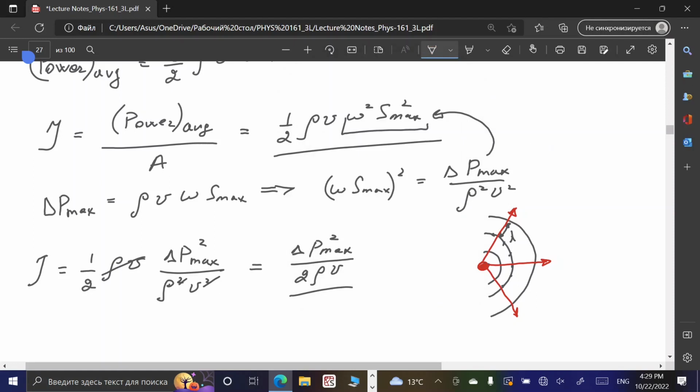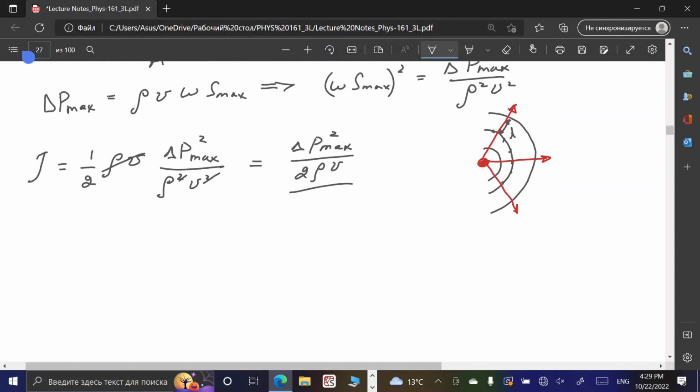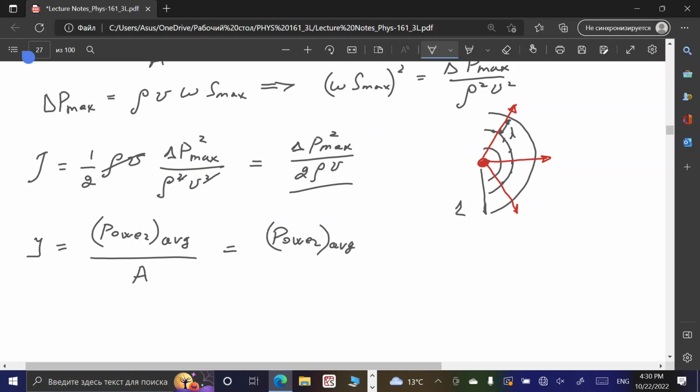So if we have such a point source and we know its power, like some average power, then also intensity, as we know, is average power divided by area. However, in this case, obviously area will be a function of distance, of this radius from the point source to the point where we want to determine sound intensity. So that will be average power divided by 4 pi r squared.